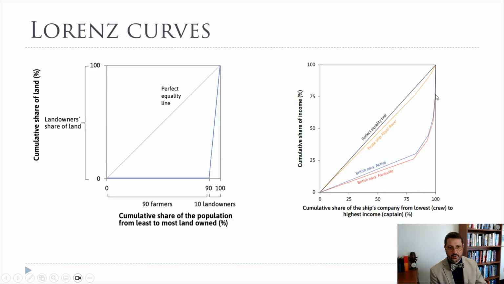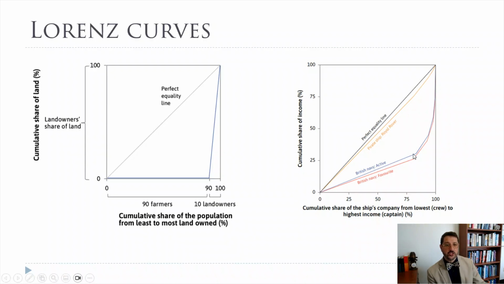They earn maybe 25% of the income. What's interesting to note is that the active British Navy and the 18th or 17th century British Navy are very close, right? There's not that much difference. The active British Navy sailors get paid a little bit more, and so there's a little bit less inequality. But compared to the pirate ship, they're much more unequal.